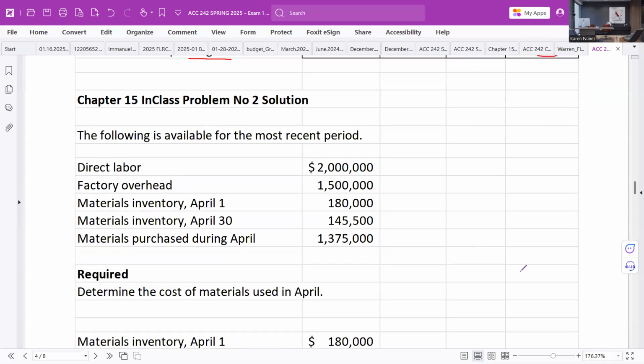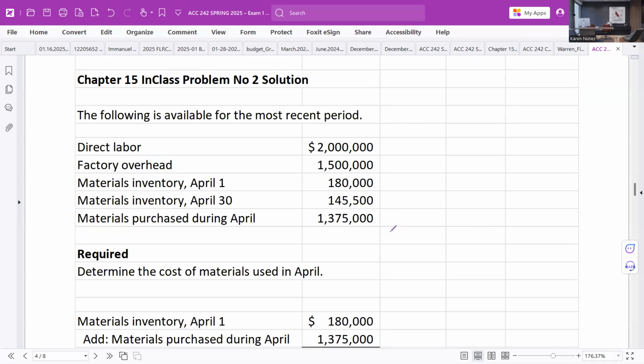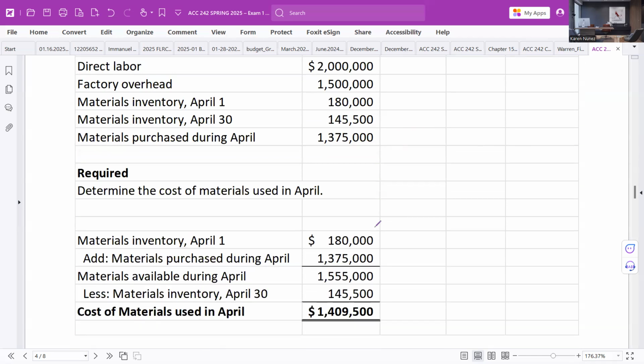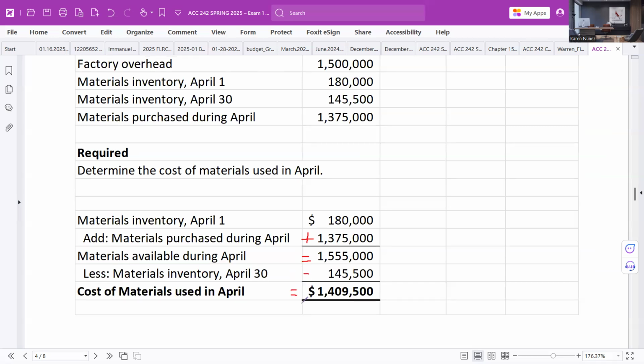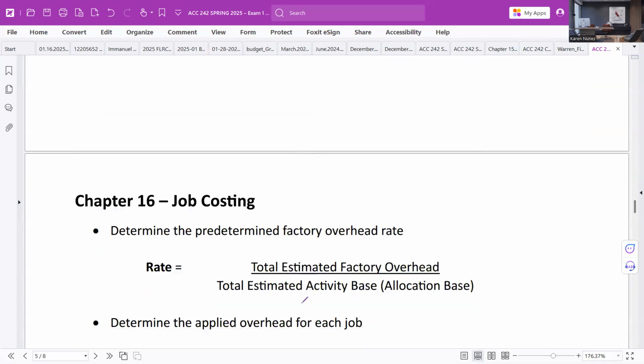And then also here in class problem number 2, you can practice calculating the cost of materials used, right? It's the beginning balance in the materials plus the materials that are purchased gives you what's available, subtract the ending inventory, and you've got the cost of the materials that were used during the month of April.